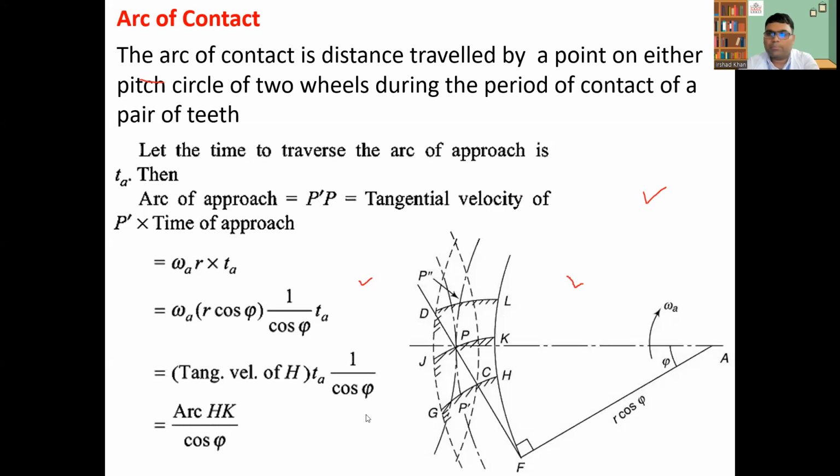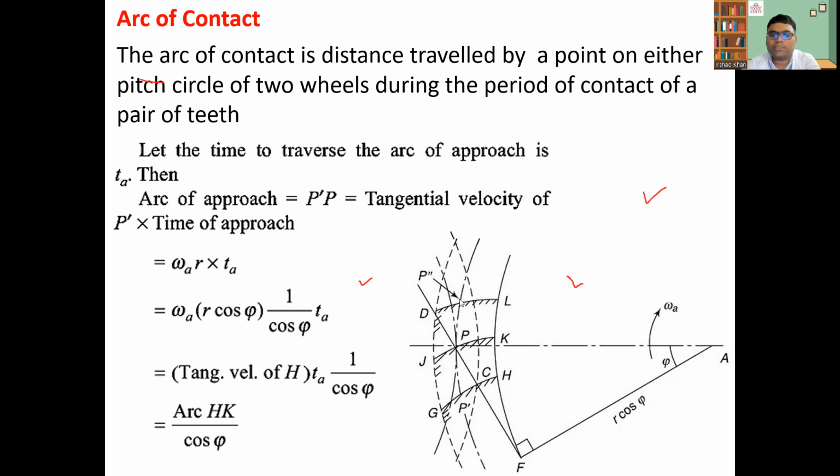Similar to the path of contact, the arc of contact is also divided into two parts, P dash to P and P to P double dash. So this P dash to P is called the arc of approach, and P to P double dash is called the arc of recess.